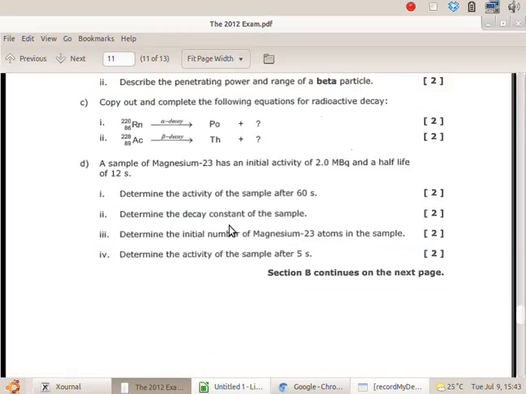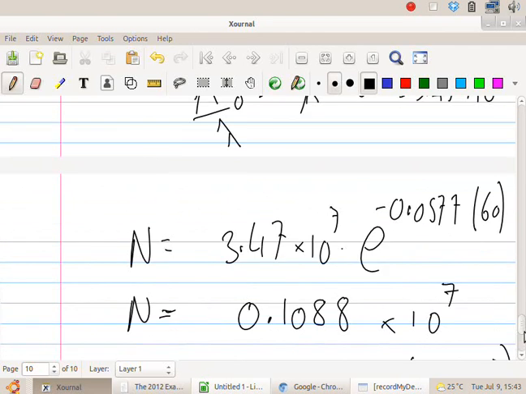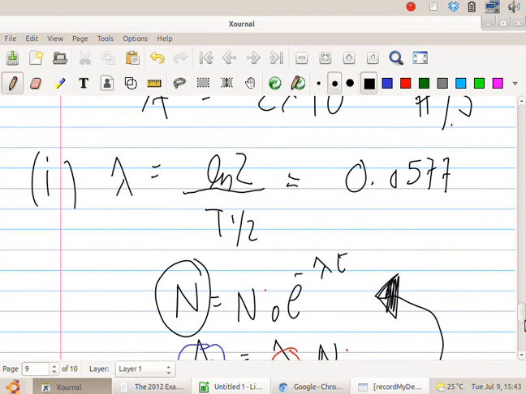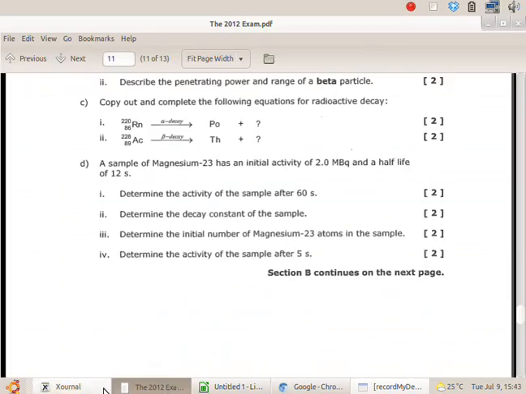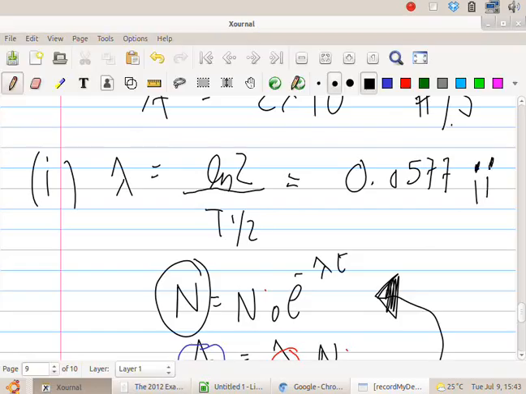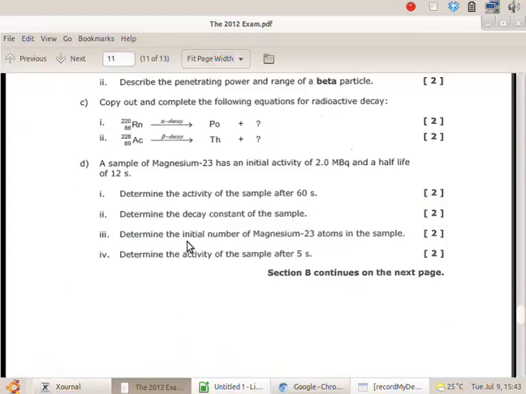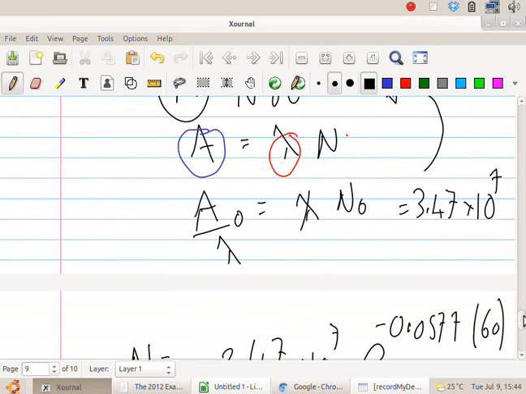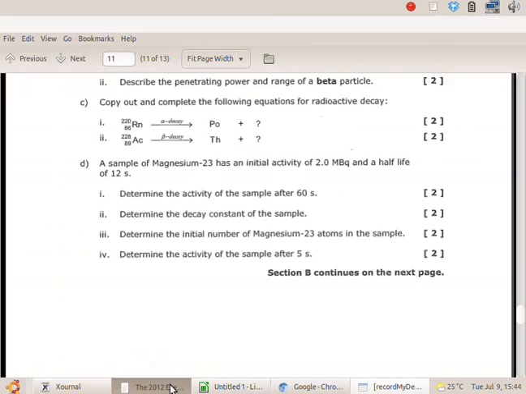This is the second part. I've already done the second part. Determine the decay constant. The decay constant is called the lambda. So there's also the answer for part 2. Determine the initial number of magnesium atoms. So that's the N0, which is 3.5 times 10 to the 7. I didn't do this one.